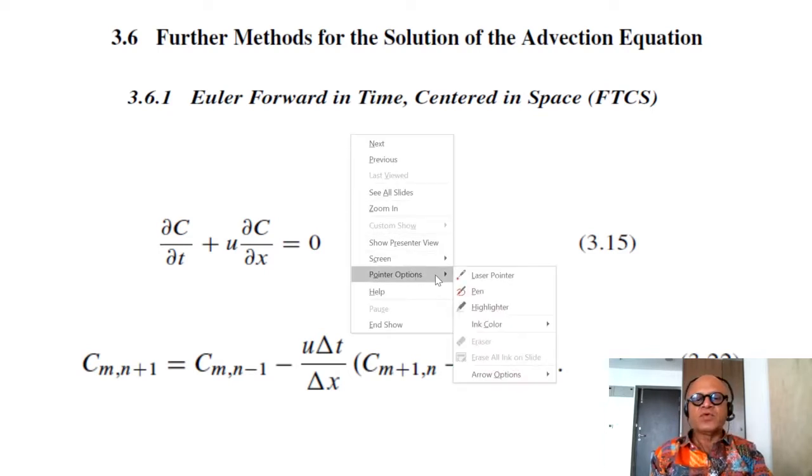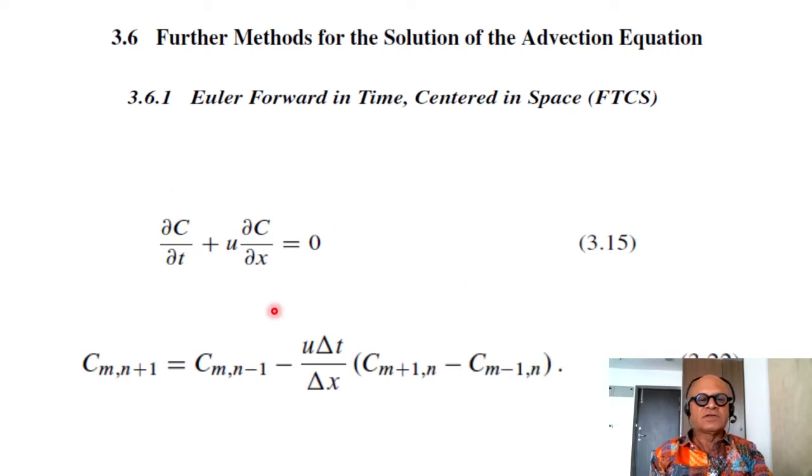So we looked before at the solution to this equation in terms of centered in time and centered in space. This is second order accurate in both. It was written as C_m^(n+1) equal to C_m^(n-1) minus u delta t over delta x times C_(m+1)^n minus C_(m-1)^n. So this is centered in space and centered in time.